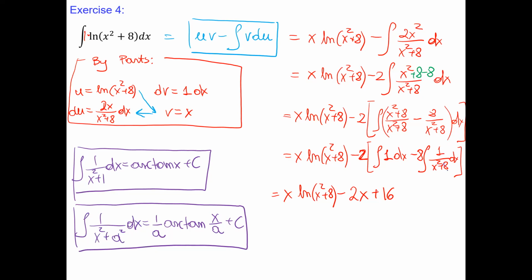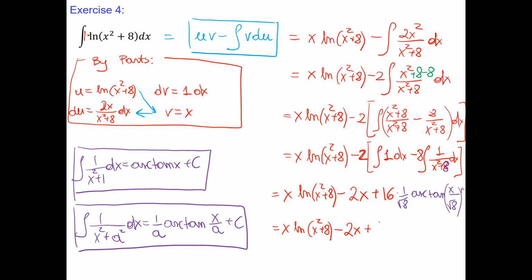That means this 8 is that a squared. Then we will have 1 over square root of 8 arctangent x over square root of 8, plus the constant. Let's just get the final answer. We don't have to rationalize, but we may. Square root of 8 is actually 2 root 2.